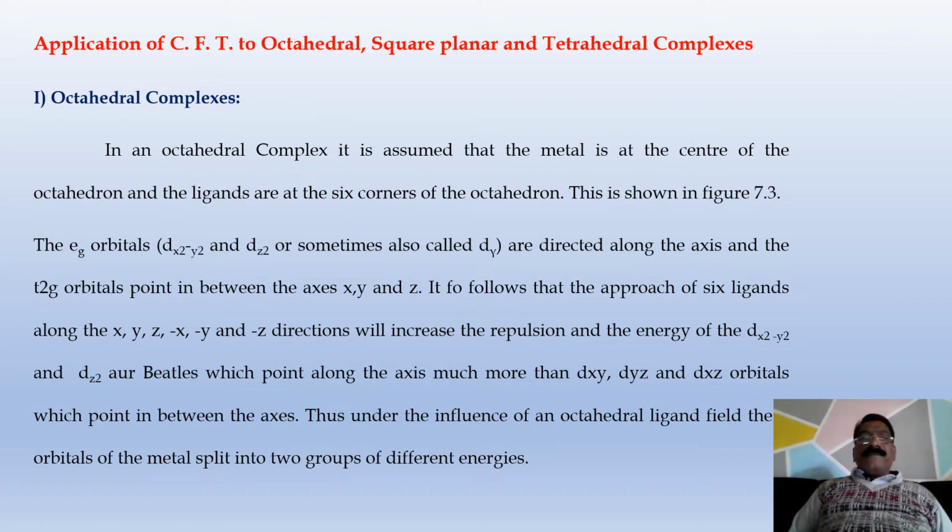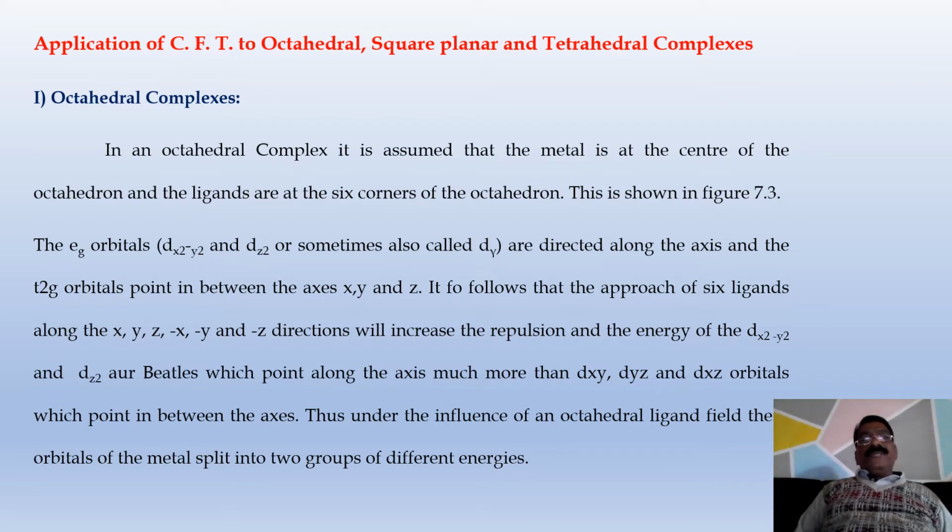Good morning, students. In the last lecture, we saw crystal field theory, its assumptions, and its basis, and that the bonding between the metal and ligand is ionic. Now we are going to apply that theory to different complexes with different coordination numbers. First, we are going to see its effect on the octahedral complex, how it is applicable, and what the effect is on the metal d orbitals.